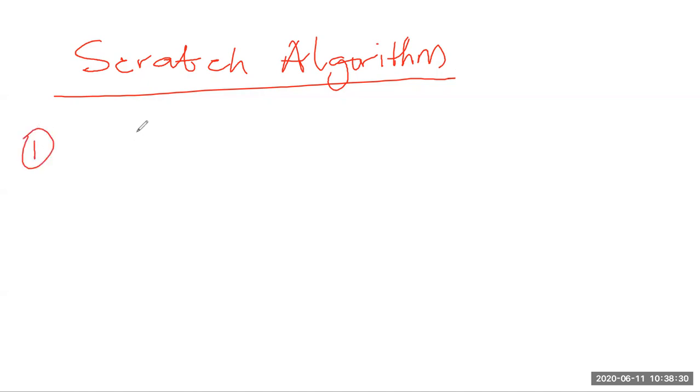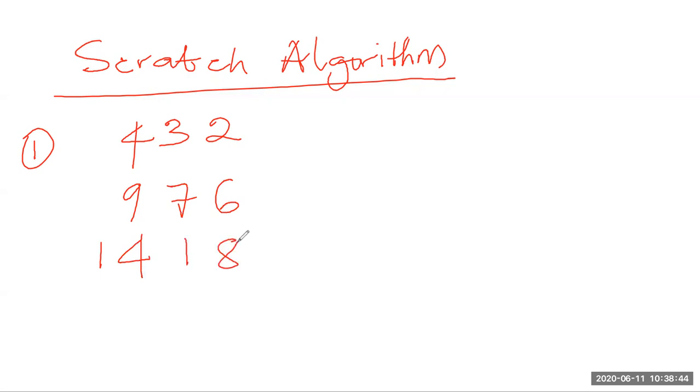So you want to add 432, 976, and 1,418. So you want to add these three numbers using the scratch method, or the scratch algorithm.